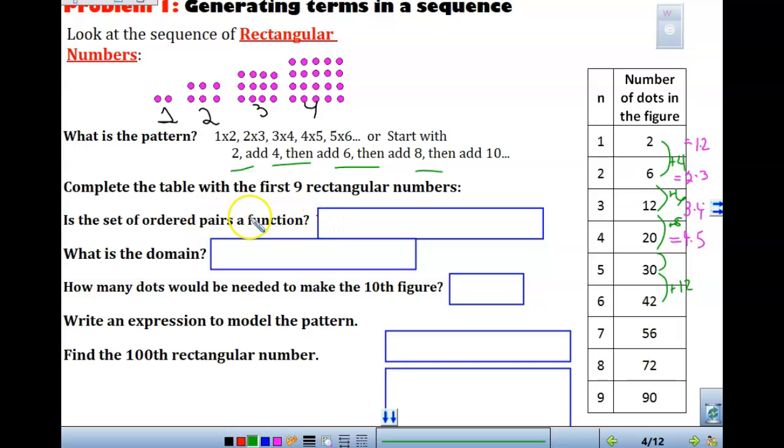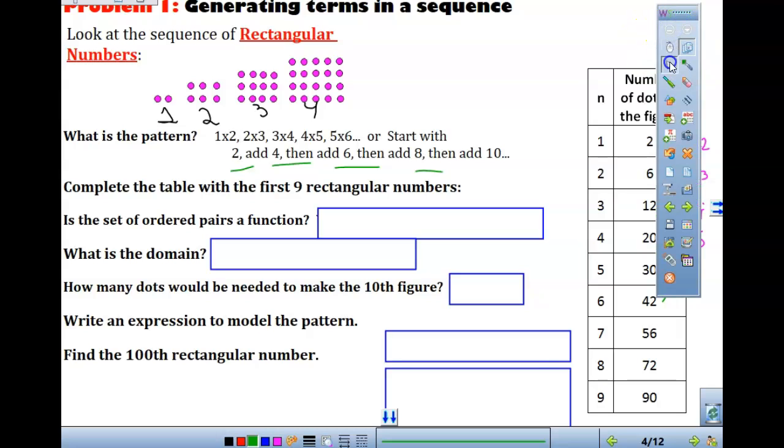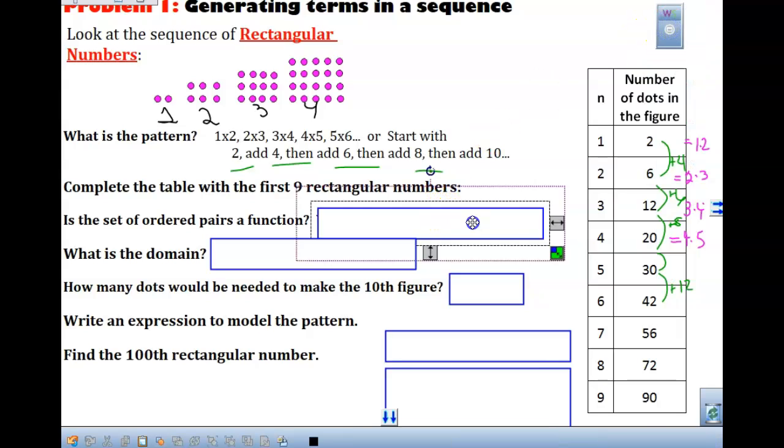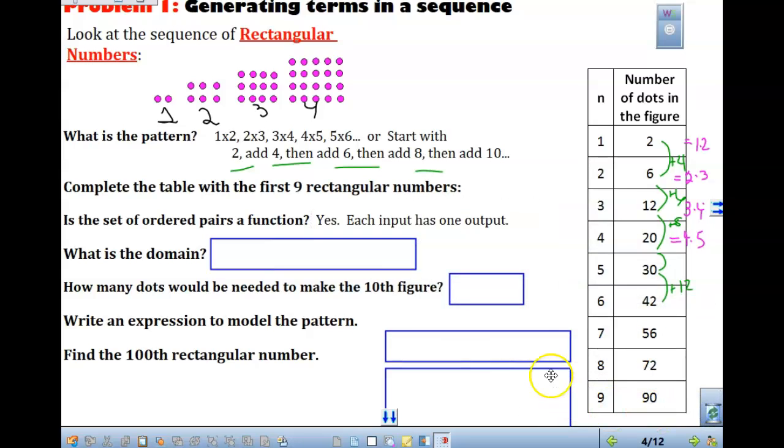So we've completed our table. It says, is the ordered pair a function? Thinking about that definition of a function, each input has one output. Is it a function? Yes. We don't have any the same, like 2 doesn't give us 6 and 2 doesn't give us 10. Yes, each input has an output. The domain, what kind of numbers are we talking about? Those are our counting numbers, or our natural numbers.